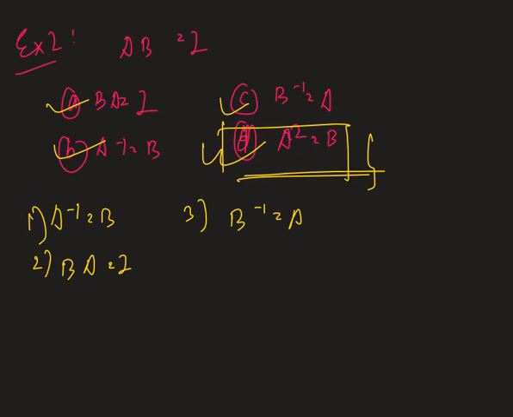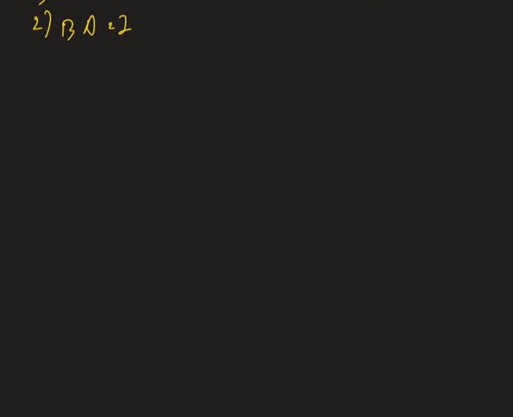Now we take another example. Example 3. A is a square and non-singular matrix and satisfies A square minus A plus 2I equals 0. Then we have to find the value of A inverse. So how can we find this? Let's see.